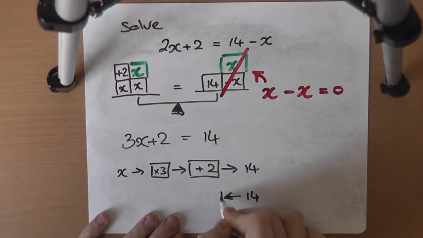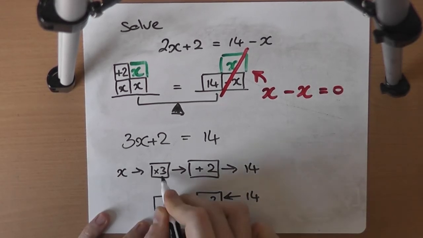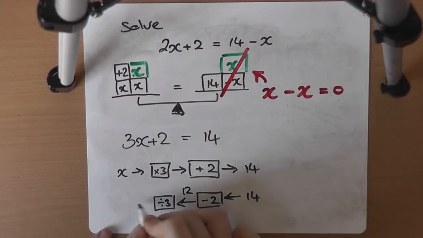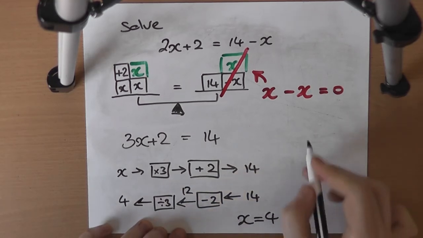14 goes back in. Instead of the adding 2, we take away 2. And instead of the times 3, we divide by 3. So 14 take away 2 is 12. 12 divided by 3 is 4. And we reckon then the answer is x equals 4.